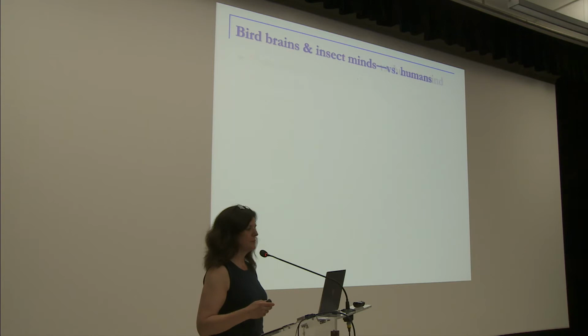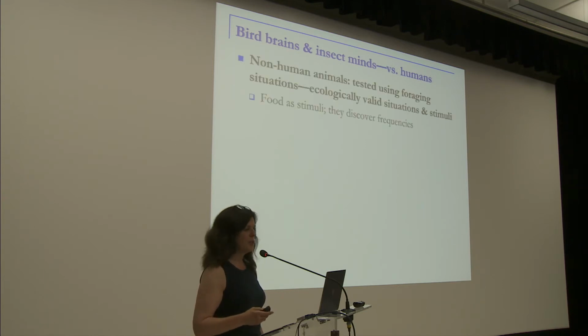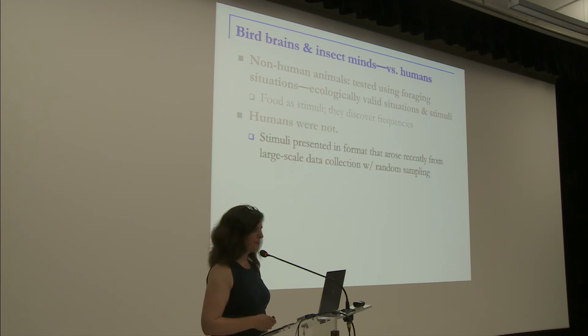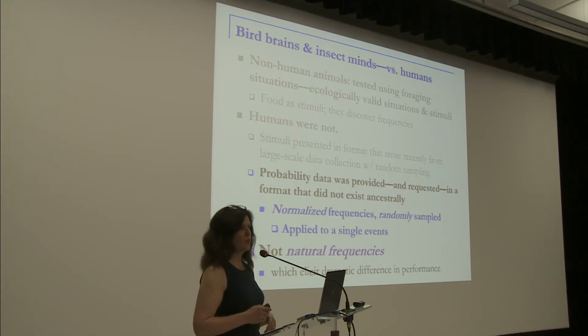So why the difference? Non-human animals were tested using foraging situations, ecologically valid situations as stimuli. So for example, food would be stimuli. The animals discover the frequencies in different patches where they can forage. But humans were not. The stimuli presented to humans in the problems given were in a format that arose recently from large-scale data collection and random sampling. Probability data was provided and requested in a format that did not exist ancestrally. Normalized frequencies randomly sampled, applied to single events. Not natural frequencies, which I'll explain in a minute, which elicit dramatically different differences in performance.